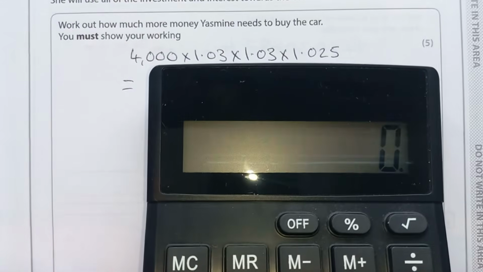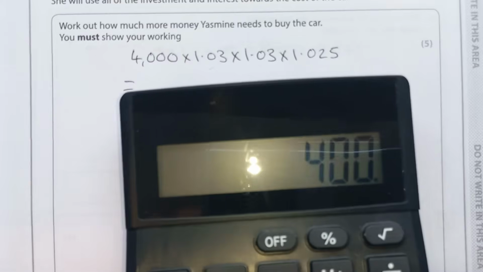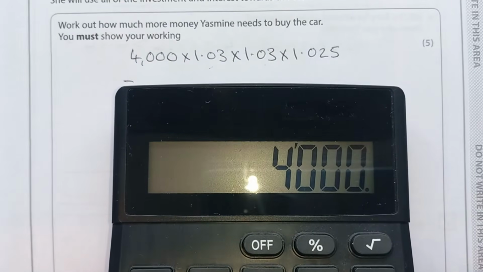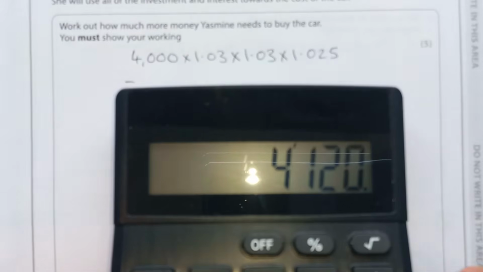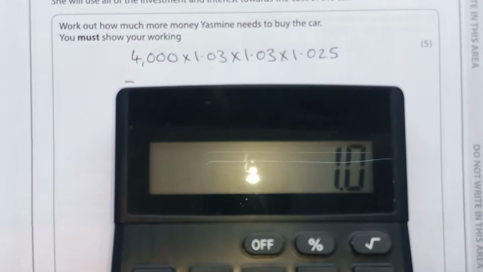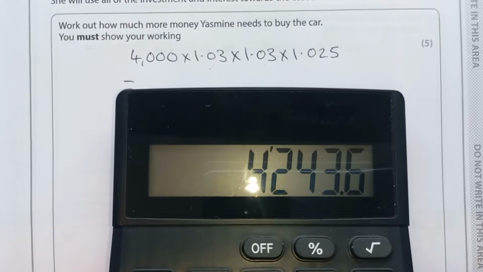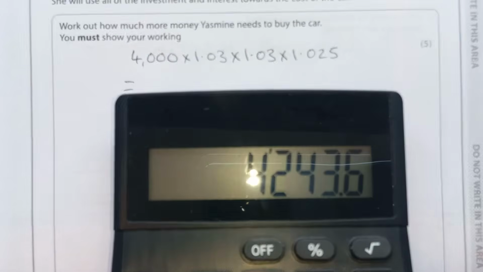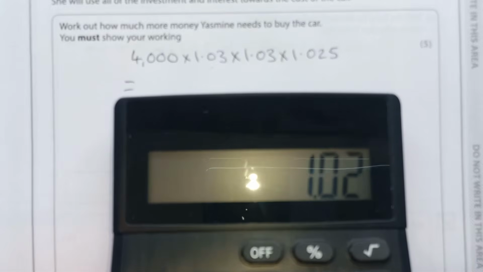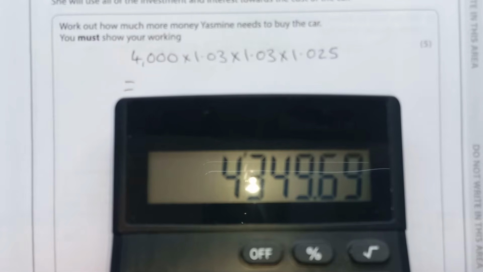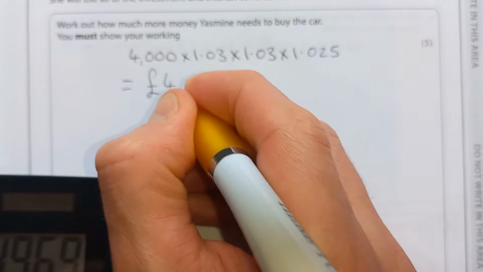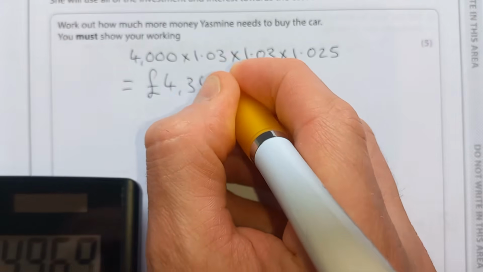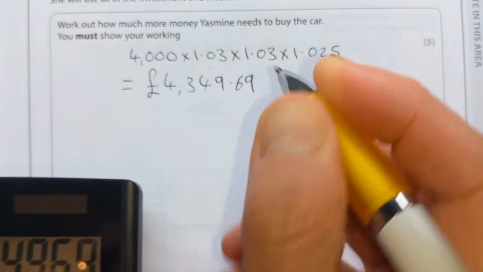Let's move it up so we can see both. So we've got 4,000 multiplied by 1.03. So that's the value after 1 year. Multiplied by another 1.03, the value after 2 years. And the third year, remember we've got this 1.025. Okay, so her investment after 3 years is worth £4,349.69.